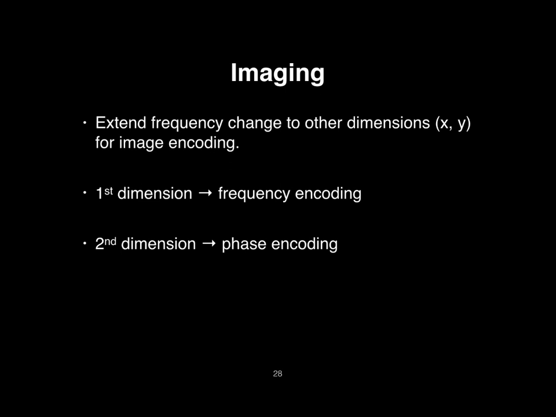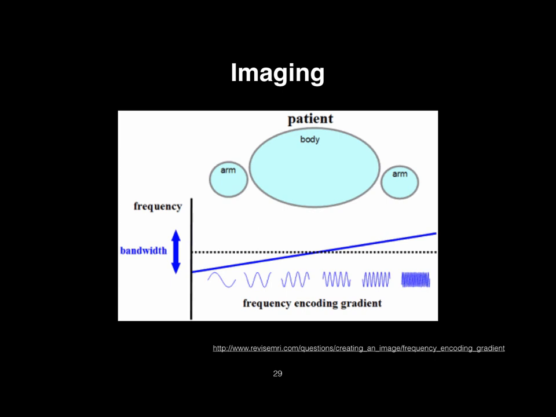But we can use the same idea of varying our fields, again linearly, in our other dimensions, to help us with the localization process. Okay. So the first dimension is called frequency encoding. The second is called phase encoding. And I don't have a picture for this one, but I'll describe it as we work through the next. So now we've gotten our slab of tissue in Z.